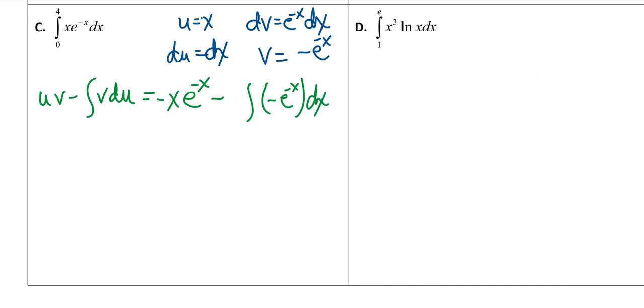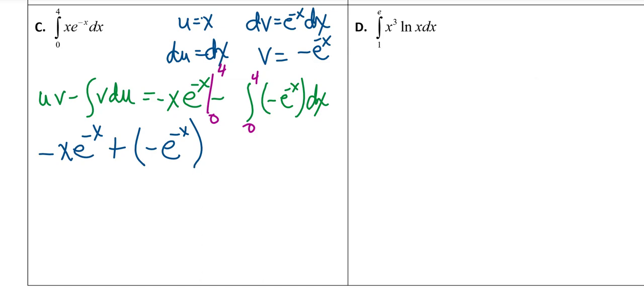That's our du. And we really should here, to be good mathematicians, put 0 to 4 there and 0 to 4 there for our boundaries of integration. Okay, so now we have negative x e to the negative x, and this is going to become plus negative e to the negative x, and this whole thing now is going to have the boundaries from 0 to 4.